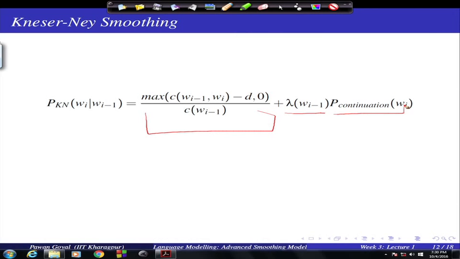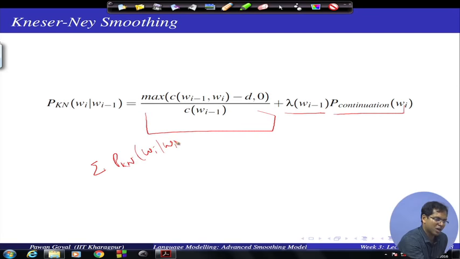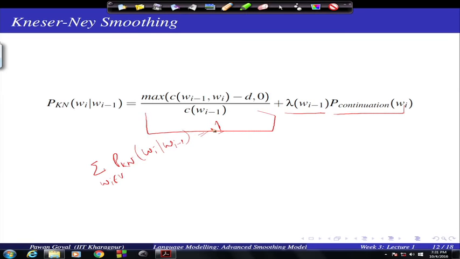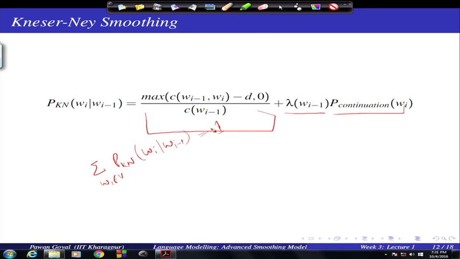Okay. Now, there is one question here that we discussed even in the earlier example. How do we find lambda wi minus 1? So what was the intuition I gave? The hint was that lambda wi minus 1 should be such that the summation over wi in my vocabulary of the KN smoothing probability of wi given wi minus 1 should be 1. So now you can take it as a simple exercise: suppose I want to find out the value of lambda wi minus 1 for this particular formula.